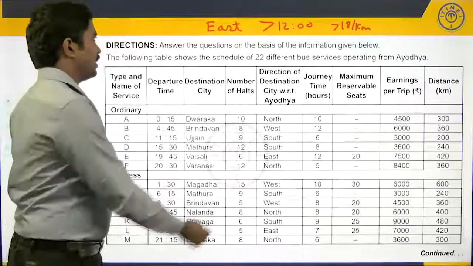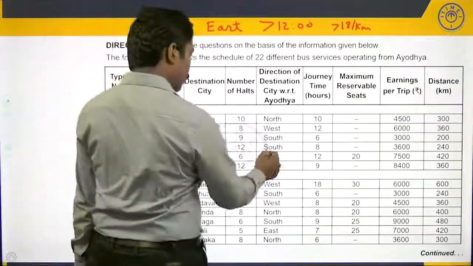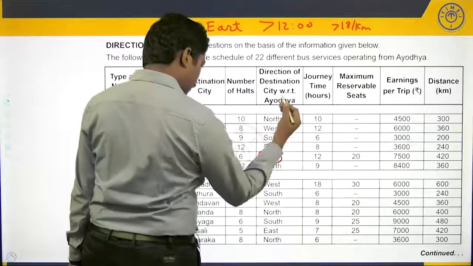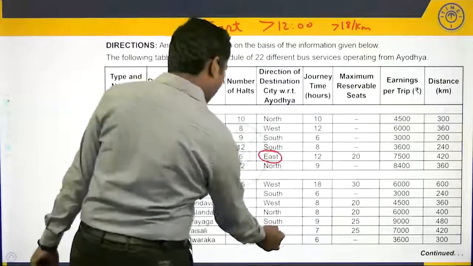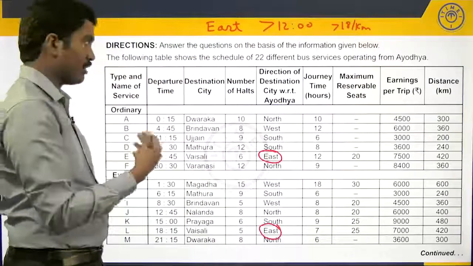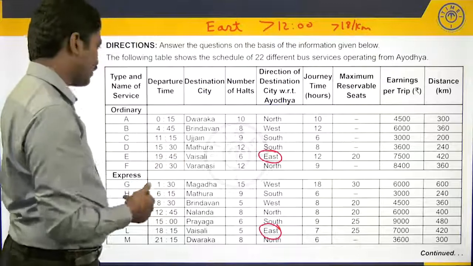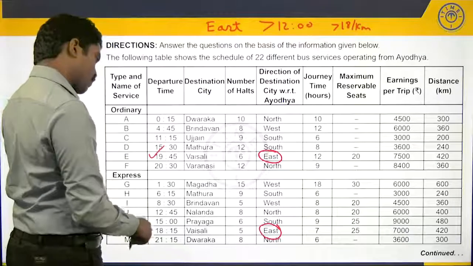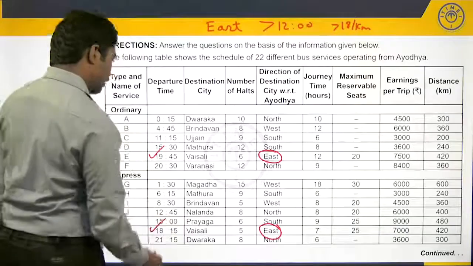Let's look at it this way. They have to go east. Here we have one such trip, and then we have another such trip. There are two trips on this page. They have to start after 12 noon. Yes, this starts after 12 noon. This also starts after 12 noon.